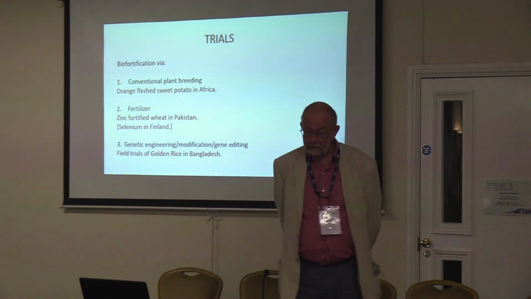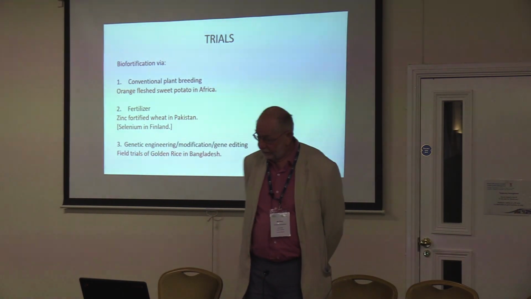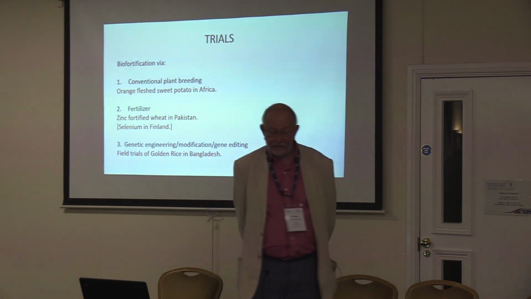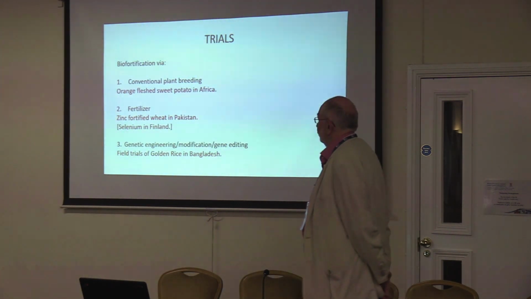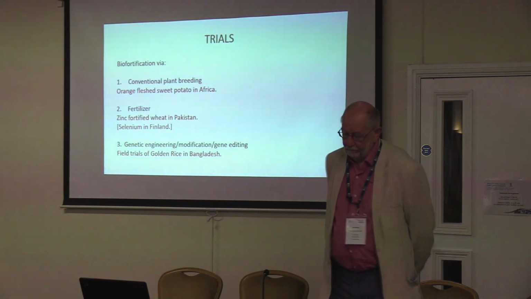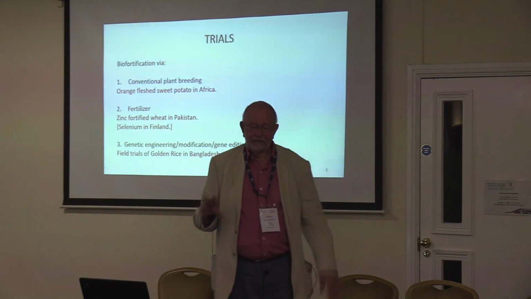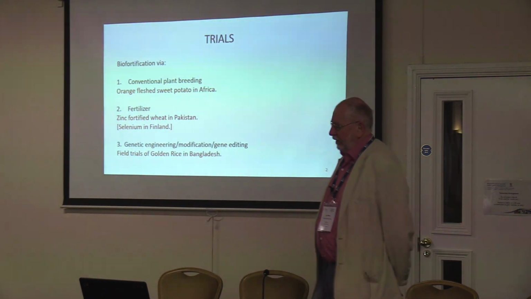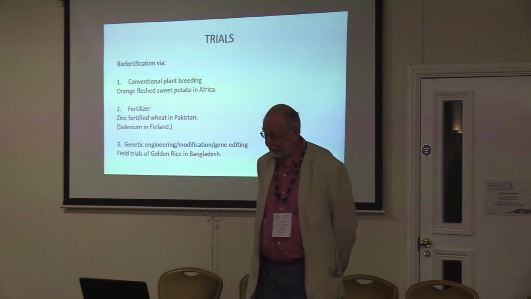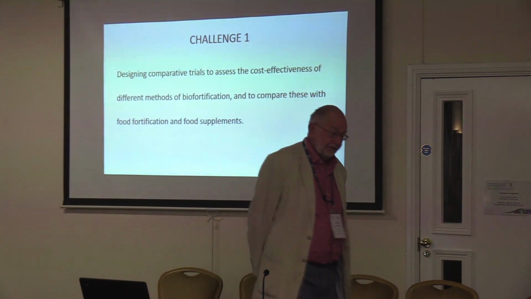And then there is the final way of creating biofortified crops, which is through genetic engineering or modification or gene editing. And this is very controversial. Many of you will be aware of this. The development of golden rice to address vitamin A deficiency has been subject to an awful lot of controversy and a lot of disruption, because people feel that it's in some sense the thin end of a wedge towards more wholesale genetic modification of food crops. But perhaps the tide is changing a little bit, and there are now field trials of golden rice in Bangladesh.